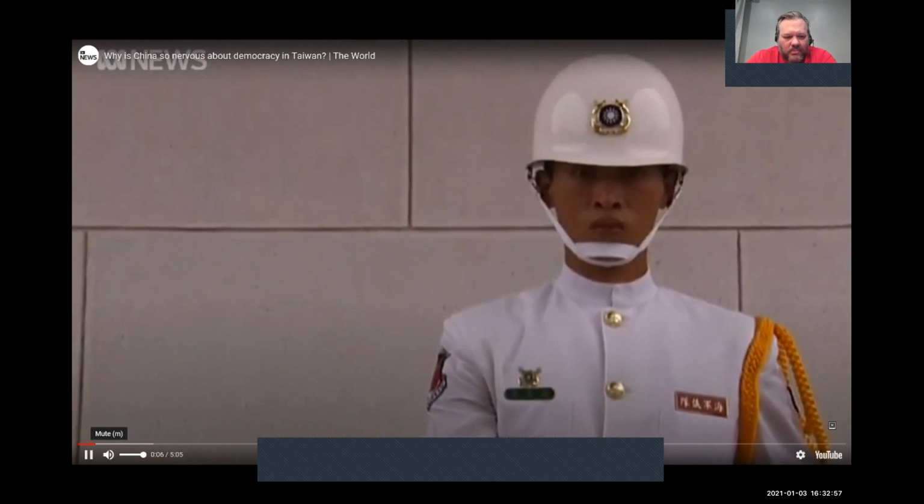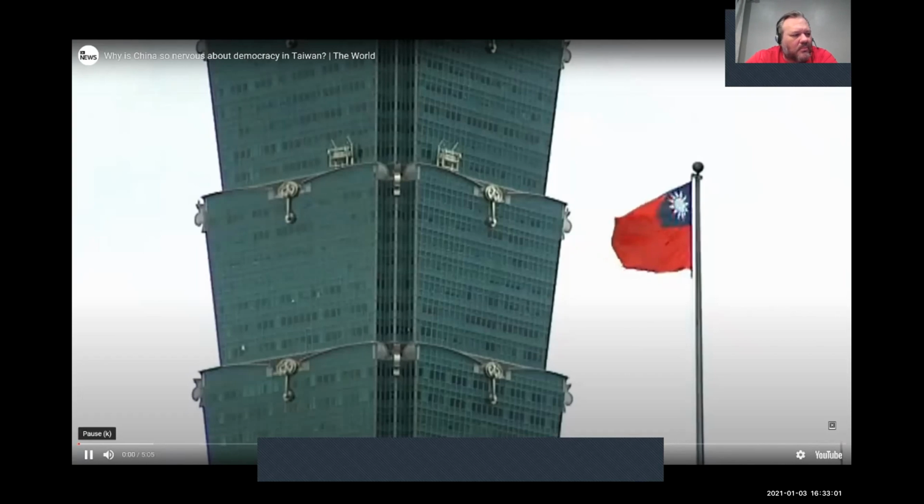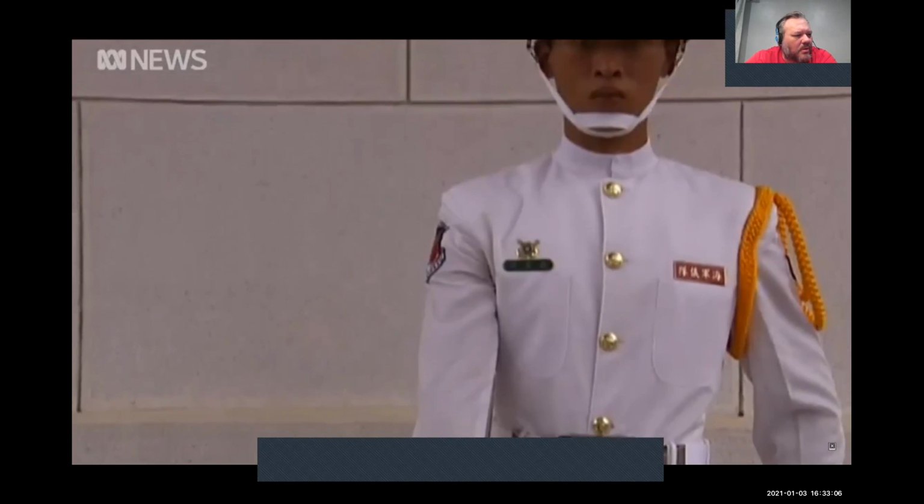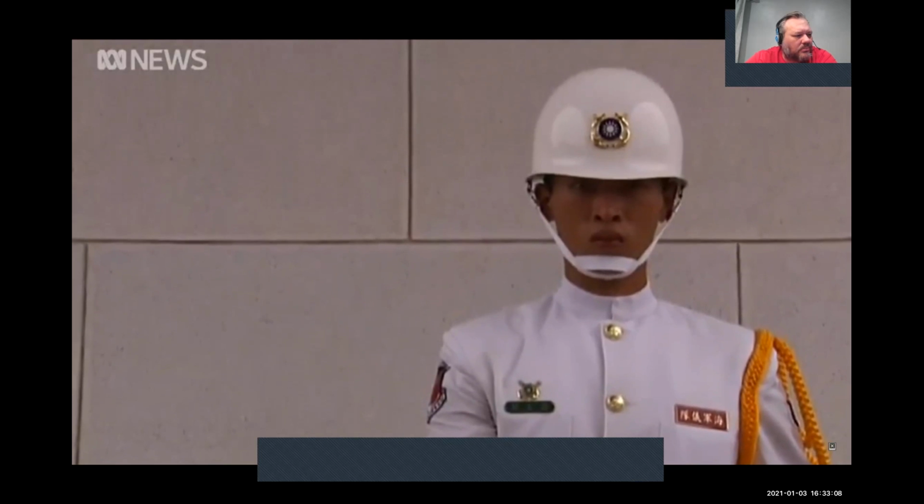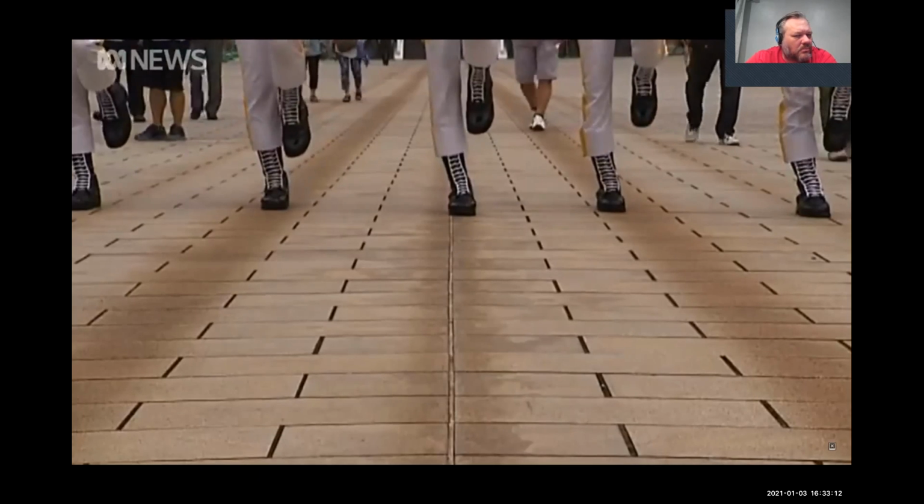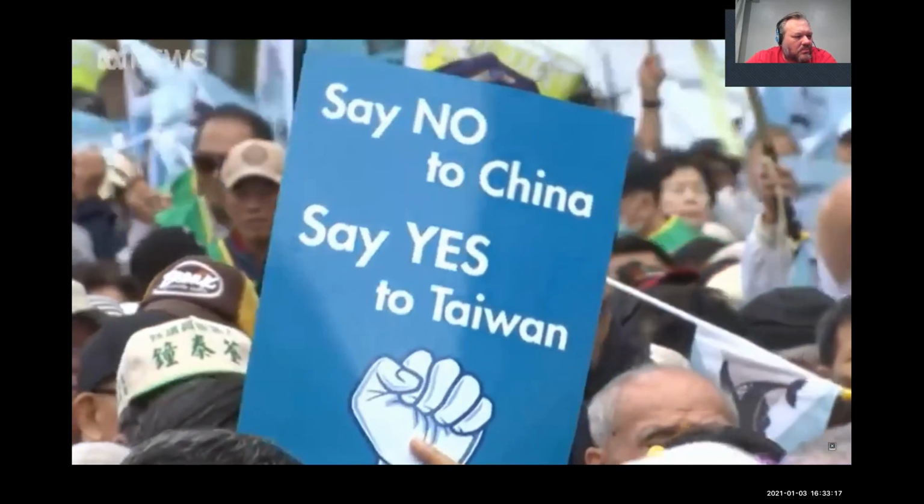Part of its territory. To China, it's an inalienable part of its territory. But for many in Taiwan, there's a growing sense of national identity.